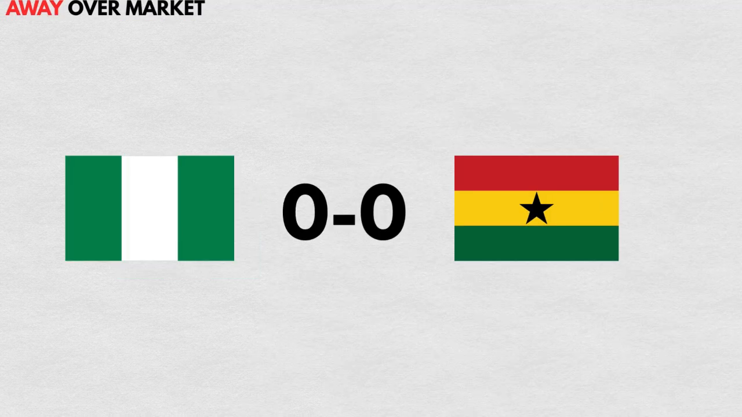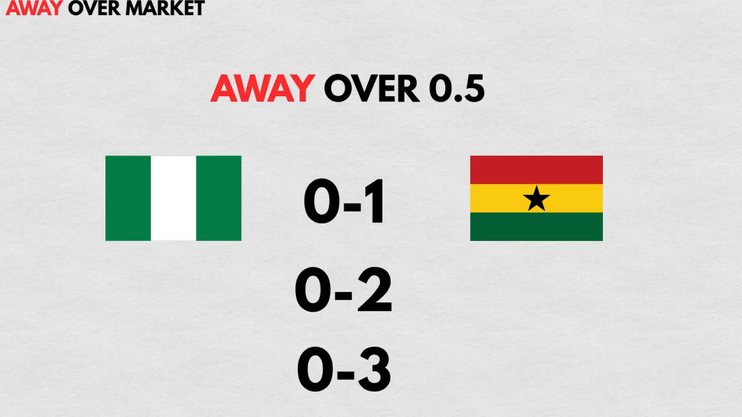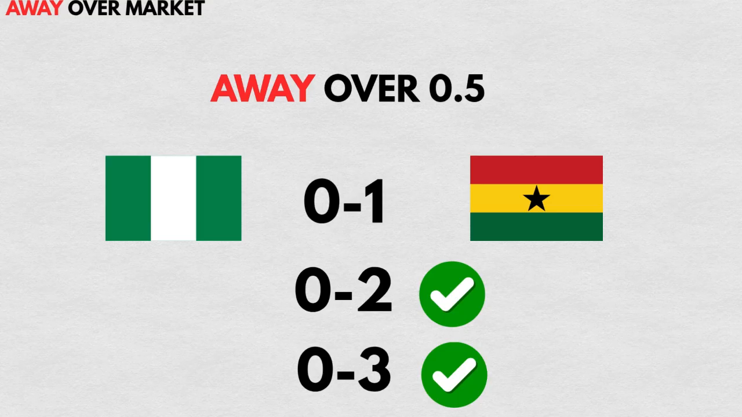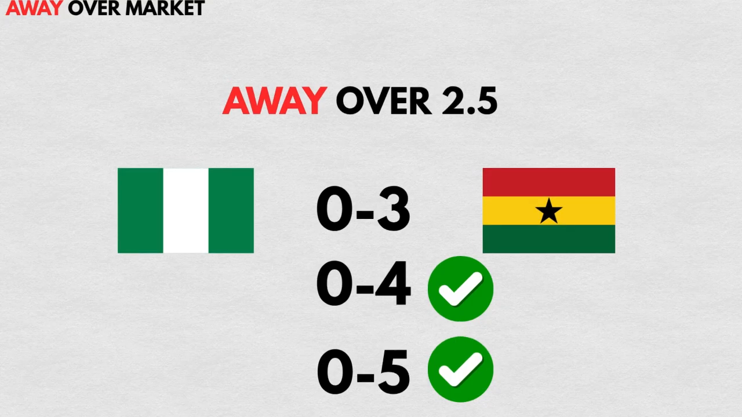Just like the home over market, the same thing applies to the away over market. So let's say you pick away over 0.5. That means you want the away team to score one or more goals in that match. Away over 1.5, that means two or more goals in that match. And away over 2.5, that means three or more goals in that match.